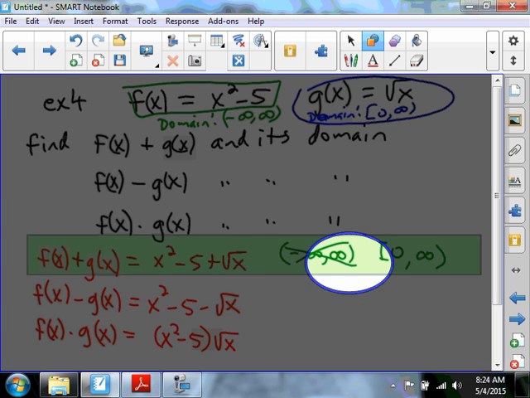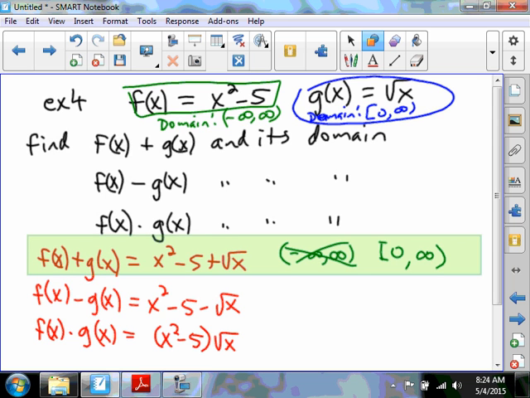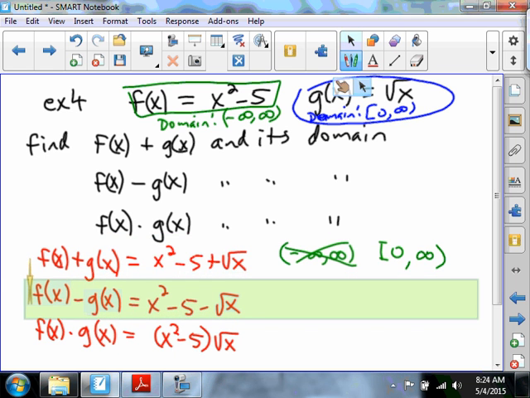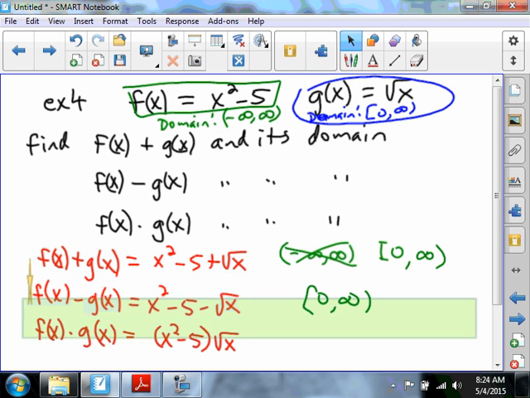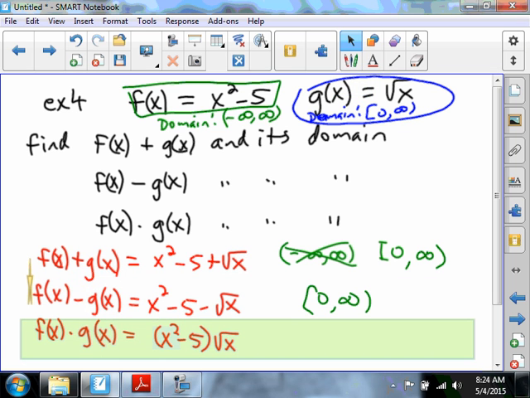Okay, good. So what about f of x minus g of x? What's the domain of it going to be then? It's still going to be 0 to infinity. And what about the domain of this product? The same thing. It's going to be 0 to infinity.